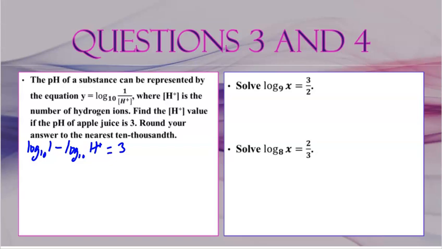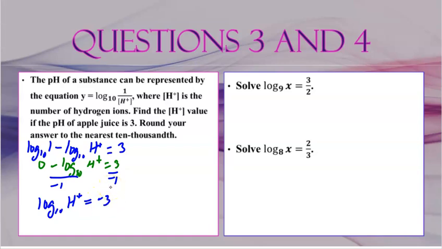From here, we can do a little bit of simplifying. Log base 10 of 1 is 0, minus log base 10 of H positive equals 3. And I need to get this logarithm by itself. Right now there's a -1 in front, so the opposite of multiplying by a -1 is dividing by a -1. And now I'm left with log base 10 of H positive. That's going to equal a -3.